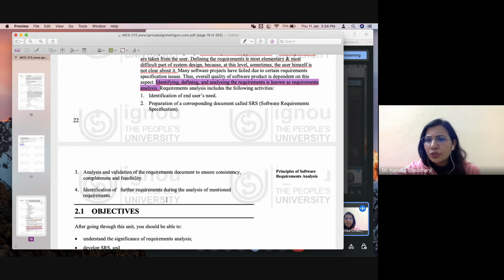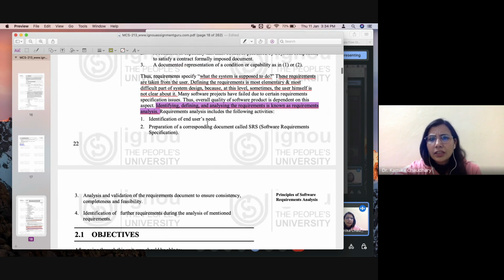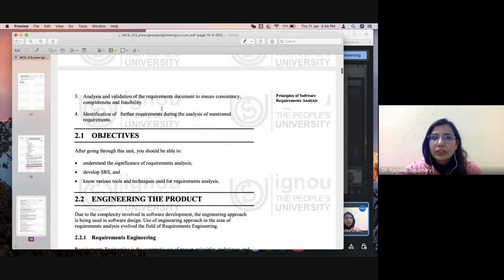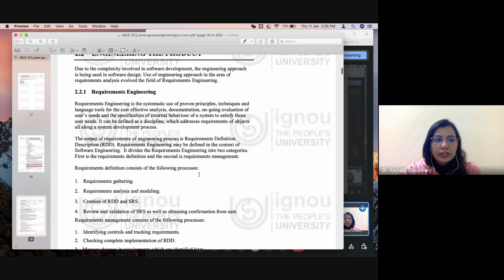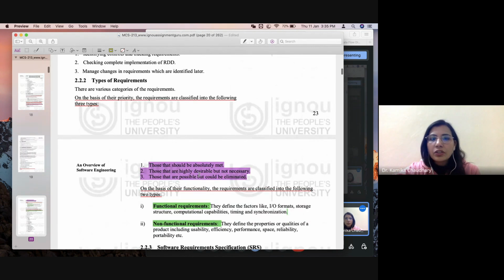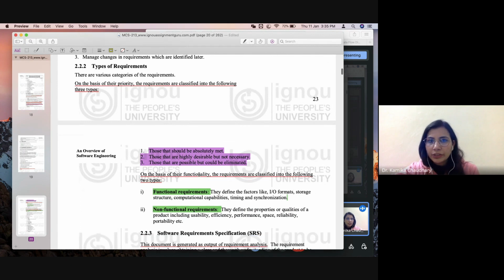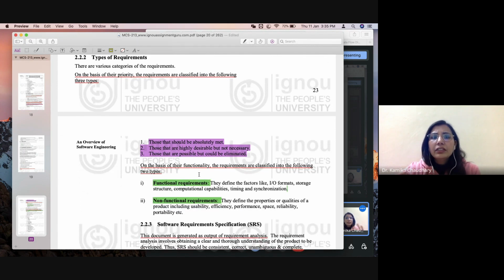Next, we have understood it very well, I think a number of times: identification of the end user requirement, preparation of a corresponding document called the SRS document, then analysis and validation of the requirement document, and the identification of further requirements, if there are any, by the client, right? Next, we are going to understand this: what are all the types of requirements, right? This is important. The requirements are basically divided into 2 types.